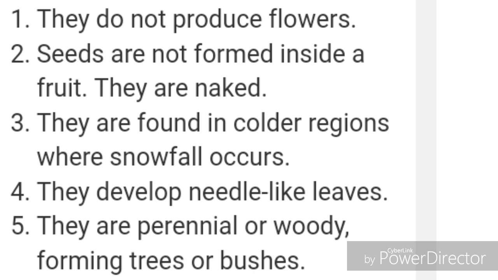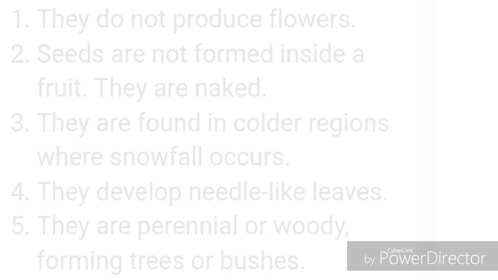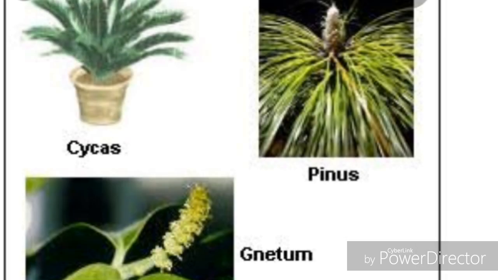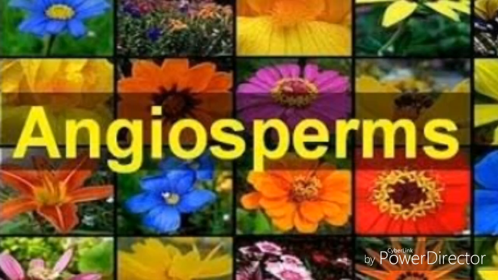Gymnosperms develop needle-like leaves. They are perennial or woody, forming trees or bushes. Gymnosperms produce cones. In cones, male cone and female cone will be there to produce male gametes and female gametes. Here you can see some examples of gymnosperms: Cycas, Pinus, Gnetum, Conifers. All these are examples of gymnosperms.